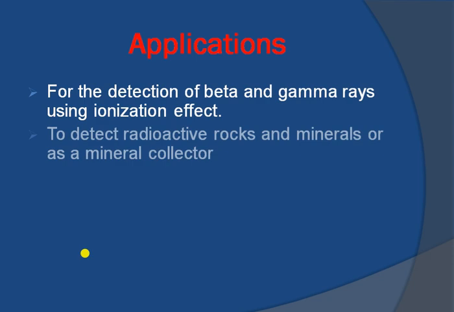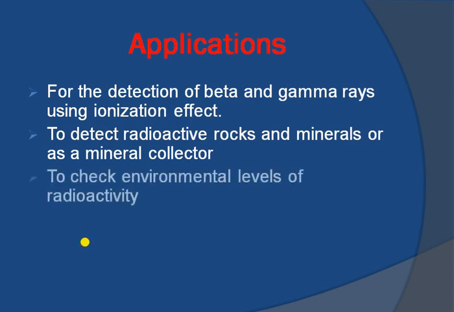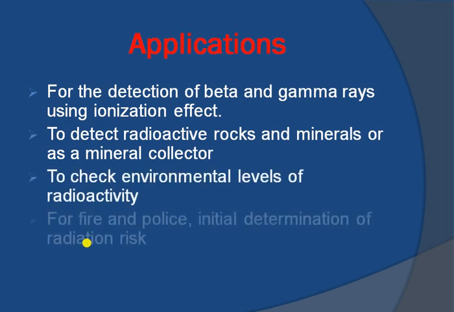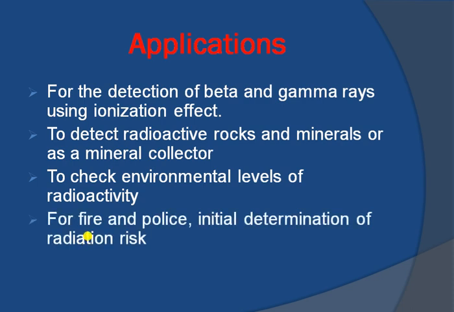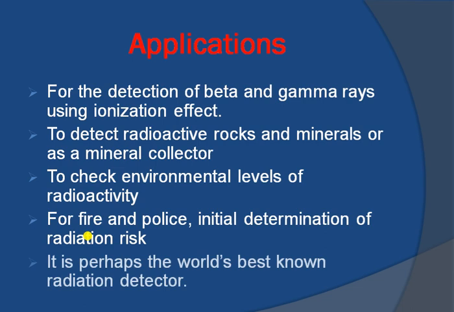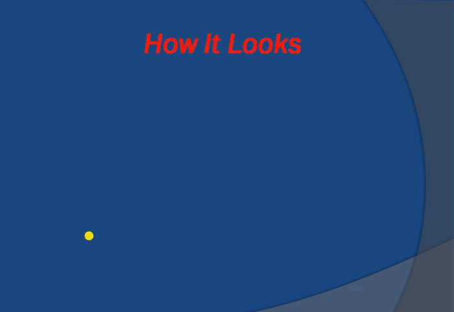Geiger-Müller counter or GM counter is used to detect radioactive rocks and minerals, or as a mineral collector. It is also used to check the environmental levels of radioactivity. For fire and police, initial determination of radiation risk can be made by using GM counters. It is perhaps the world's best known radiation detector.